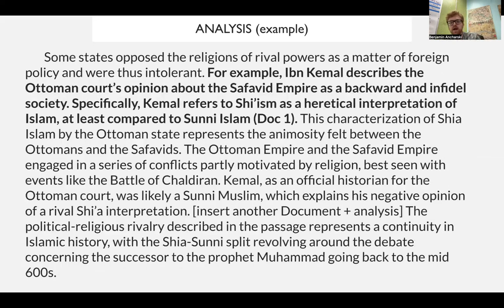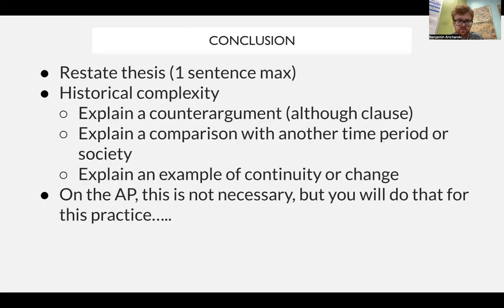This right here is just an example of how I've written it all out. Obviously, I need to talk about another document and analyze it, but this is generally what a body paragraph looks like. Topic sentence, I describe a document, I talk about how this document is relevant to my thesis. The Ottoman Empire engaged in a series of conflicts motivated by religion, best seen with events like the Battle of Chaldiran. Kamal, as an official historian for the Ottoman court, was likely a Sunni Muslim, which explains his negative opinion of a rival Shia interpretation. Another document, the political religious rivalry, and so on, goes back to the 600s.